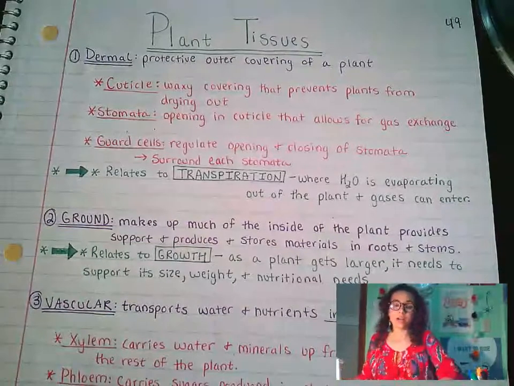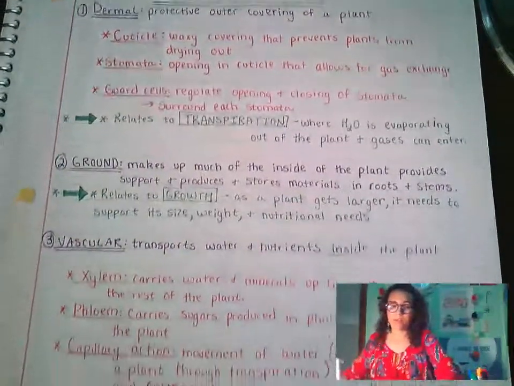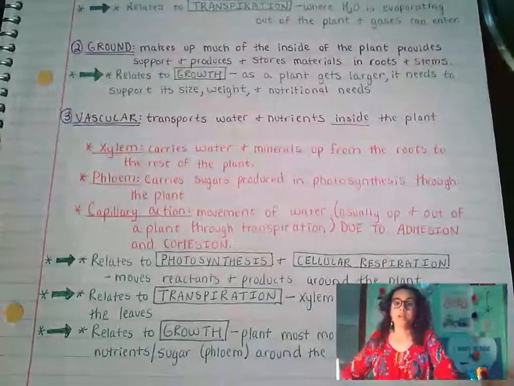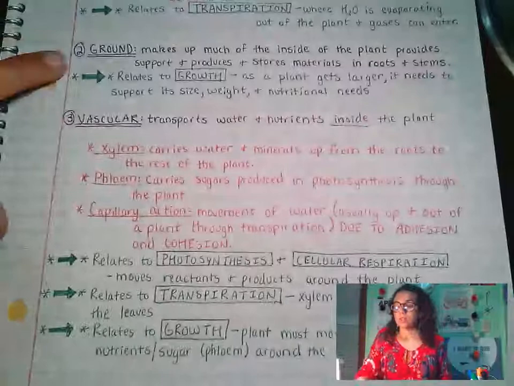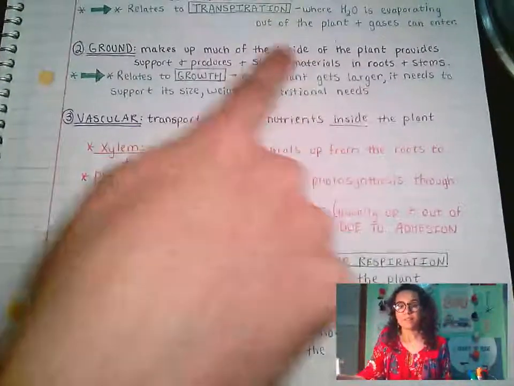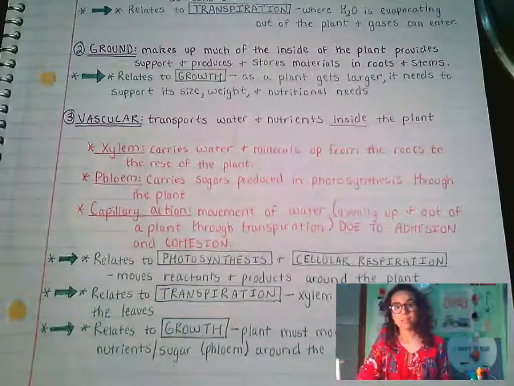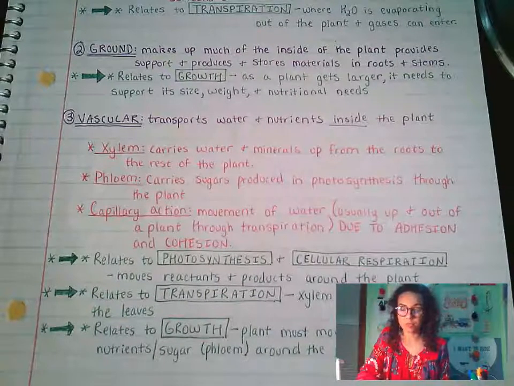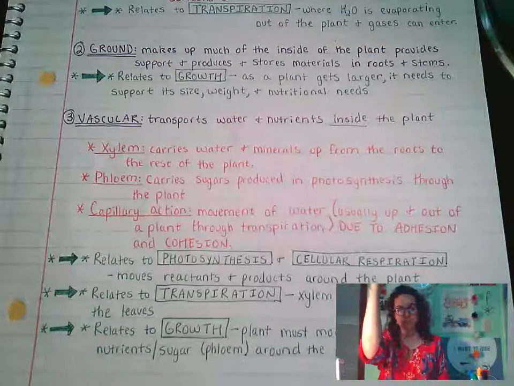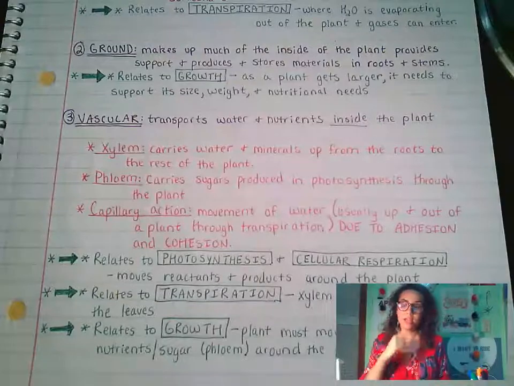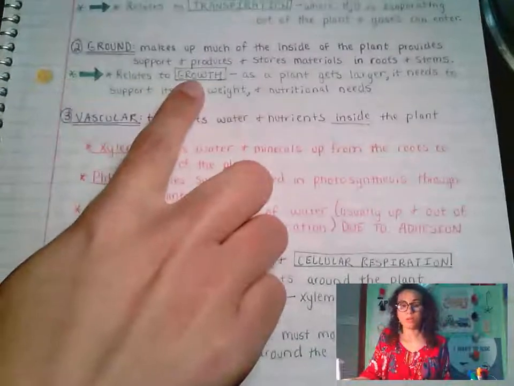Now we're going to move on to ground tissue. So that was dermal. Now we're going to talk about ground tissue. Ground tissue makes up much of the inside of the plant, and provides support and produces and stores materials in roots and stems. So think ground up. This is what this tissue is, from the ground up. So it relates mostly with growth.